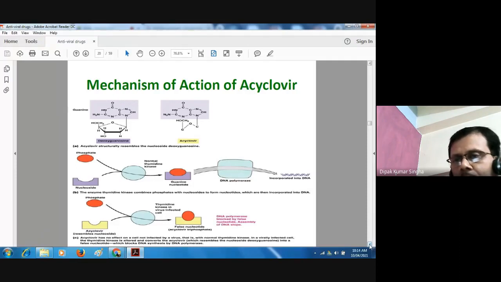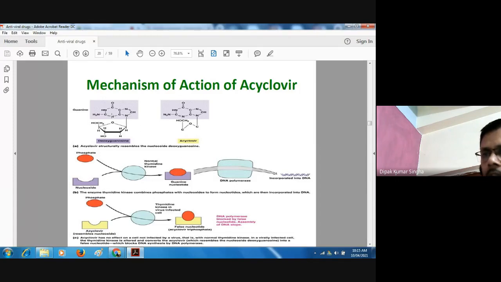First are the phosphate groups and nucleotides, here the guanine bases. They are attached by the normal thymidine kinase, ultimately the guanine nucleotide forms, and DNA polymerase incorporates it into the DNA. This is the mechanism of phosphorylation. The enzyme thymidine kinase combines with the phosphate to form a nucleotide, which is then incorporated into the DNA. Here you can see the phosphate and the acyclovir. This is the basic normal mechanism by which the phosphate binds with the nucleotide, and ultimately replication, or DNA, is formed.